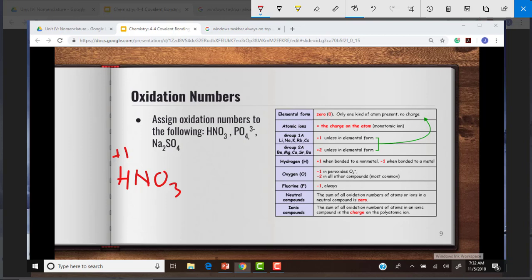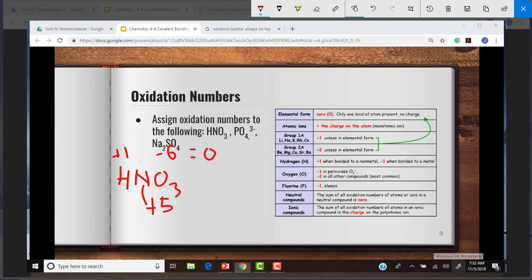Oxygen is a -2. So with each oxygen, we have a -2. There are 3 oxygens here, so that is a -6. Remember that these have to balance out to equal 0. So the oxidation number on the nitrogen, in order to balance out to be 0, is going to be a +5. So you see, just follow the rules over there on the right-hand side. You have no problem figuring out and assigning oxidation numbers.